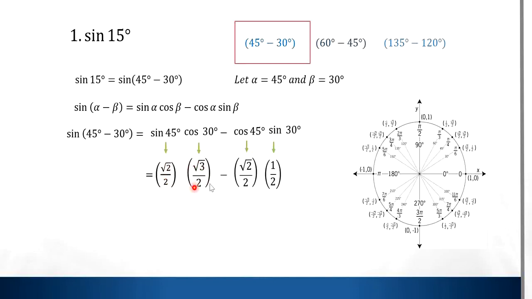So, find the product of square root of 2 over 2 and square root of 3 over 2, and then minus the product of square root of 2 over 2 and 1 half. So, that is equal to square root of 6 over 4 minus the product of these two, which is equal to square root of 2 over 4. And this one now is a similar fraction, so we simply subtract the numerator and copy the same denominator. So, we have now the exact value of sine 15 degrees is equal to square root of 6 minus square root of 2 all over 4.